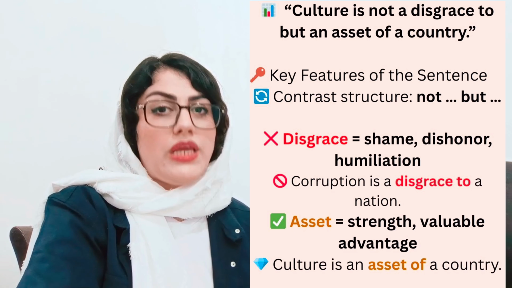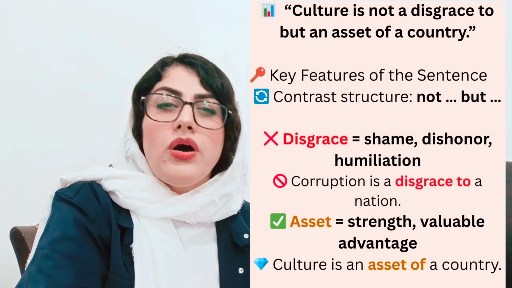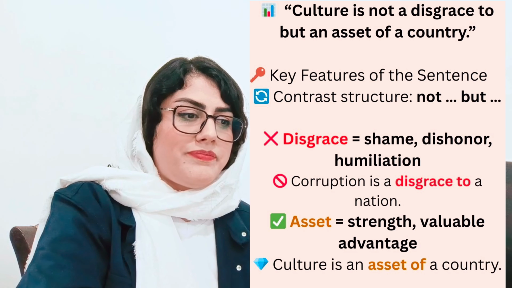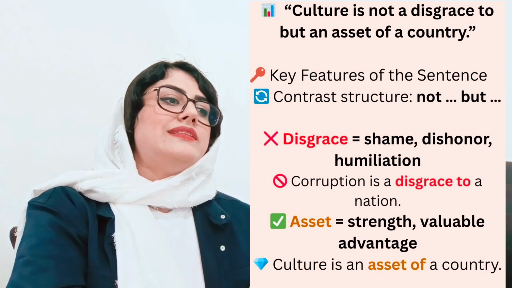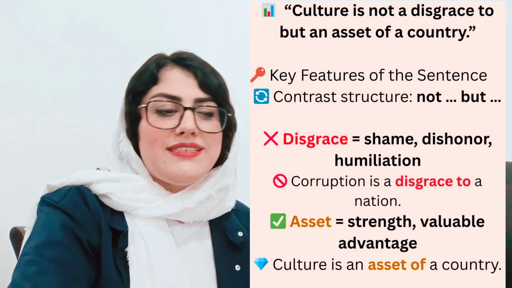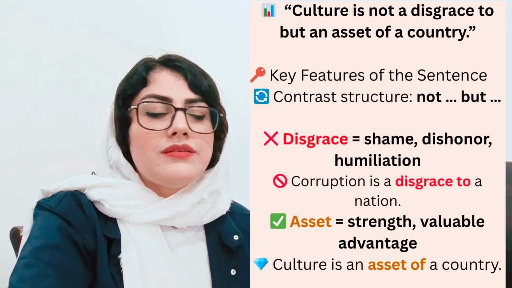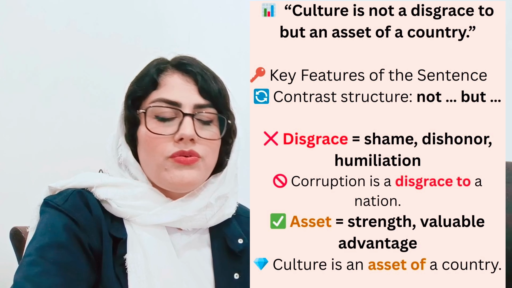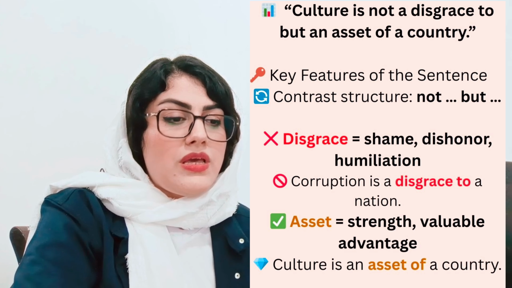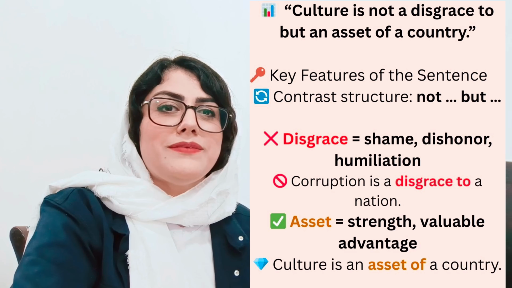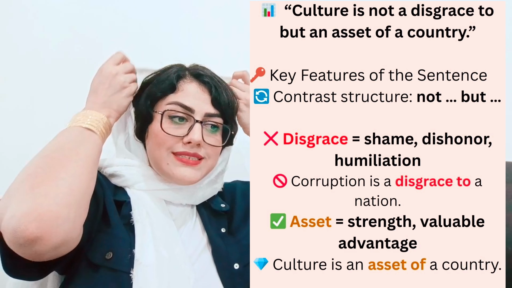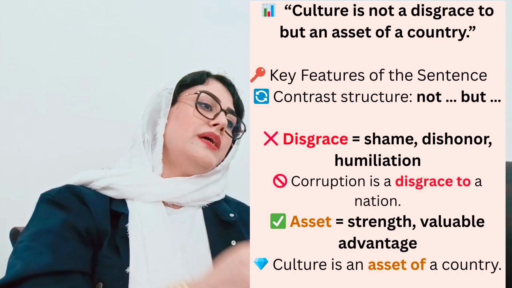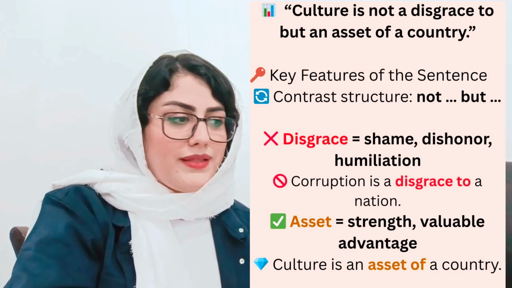Second, the vocabulary. Disgrace means shame, dishonor or humiliation. If something is a disgrace, it embarrasses you. Asset means a valuable thing, a strength, or an advantage. So the sentence really means culture is not something embarrassing. It is something valuable that gives a country strength and uniqueness.